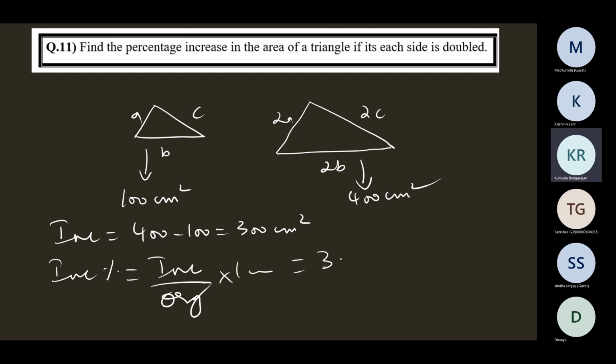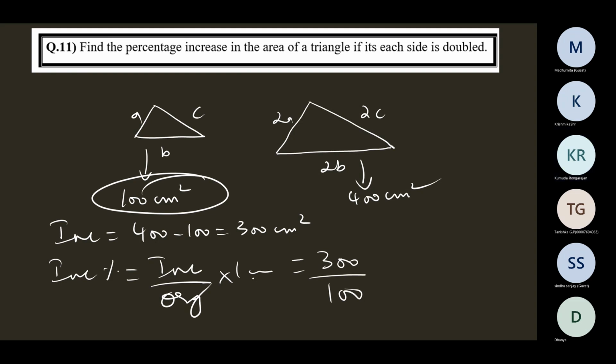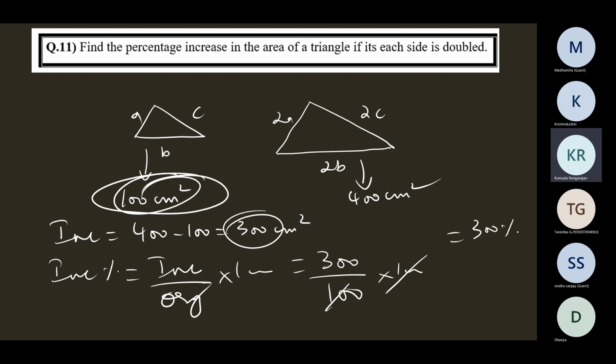What's the increase? 300. What's the original area? 100. Percentage increase in area is the increase in area by the original area, into 100. The increase in area is 300. The original area is 100, by original, into 100. That's the formula. 100 and 100 get cancelled. So the percentage is 300%. The area is increased by 300%. If the sides are doubled, the area increases by 300%.